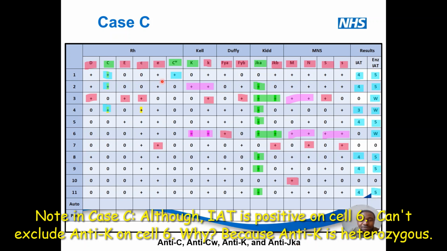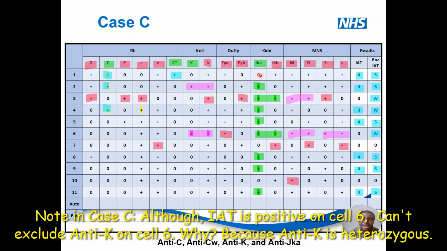So by this method I've shown you in terms of heterozygous, don't cancel where it is heterozygous. You will see that we cannot cancel big C because anywhere big C is positive, the reaction is positive, okay? Whether in the IAT or in the enzyme. And anywhere CW is positive, the reaction is positive, whether in the IAT or enzyme. And anywhere K is positive, the reaction is also positive, whether in the IAT or in the enzyme.